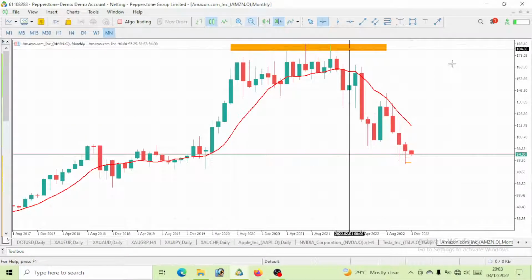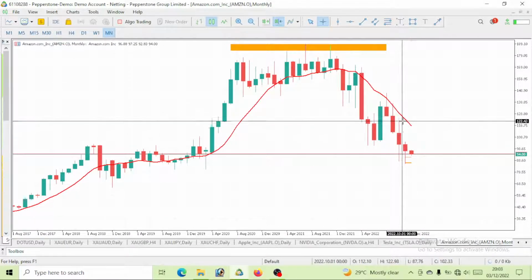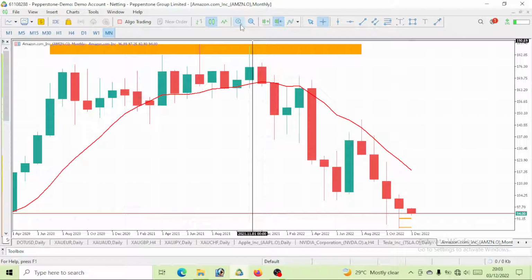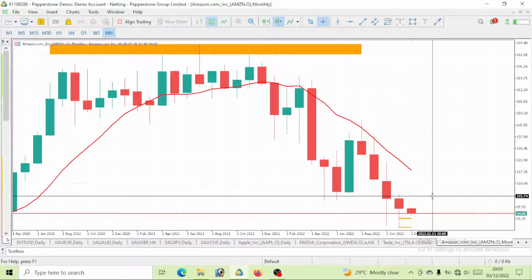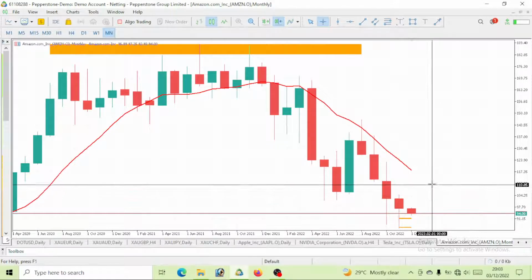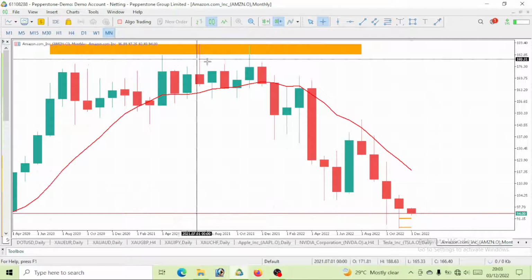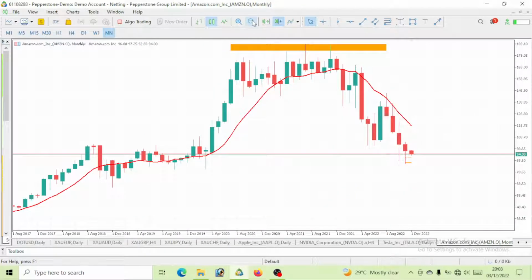We have been opening and closing bearish every month. Now we are in the month of December. Guess what? We've now opened and closed bearish. That is to tell you that Amazon itself is still going to be giving us a bearish move. By the time this month ends, we should expect to close bearish. So we expect Amazon stock to jump further down.